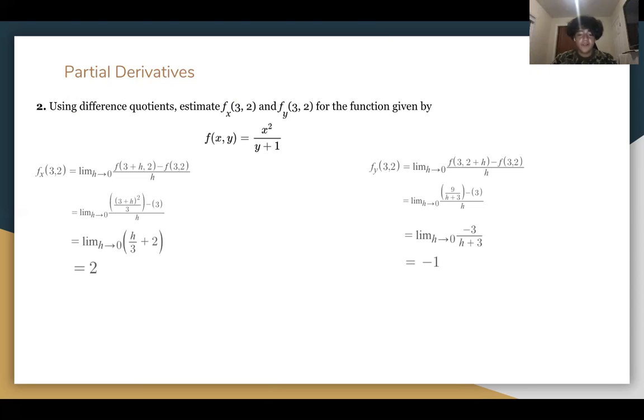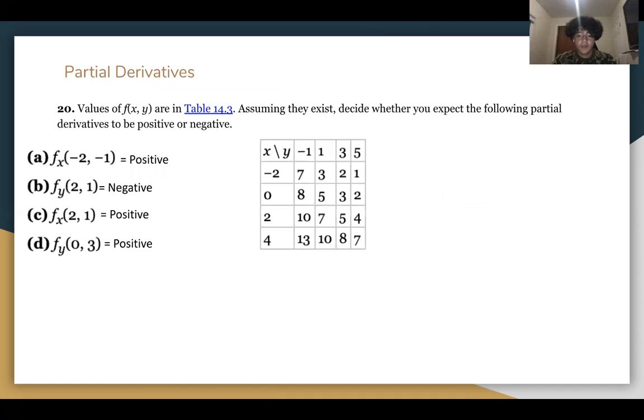Next, this problem conveys how different quotients convey different results. Because they're being solved with respect to different independent variables, x and y, this problem asks to use the different quotients that I alluded to in the last slide to find the partial derivatives at the point 3, 2. As you can see, they both yield different results, which is the main idea to keep in mind for partial derivatives.